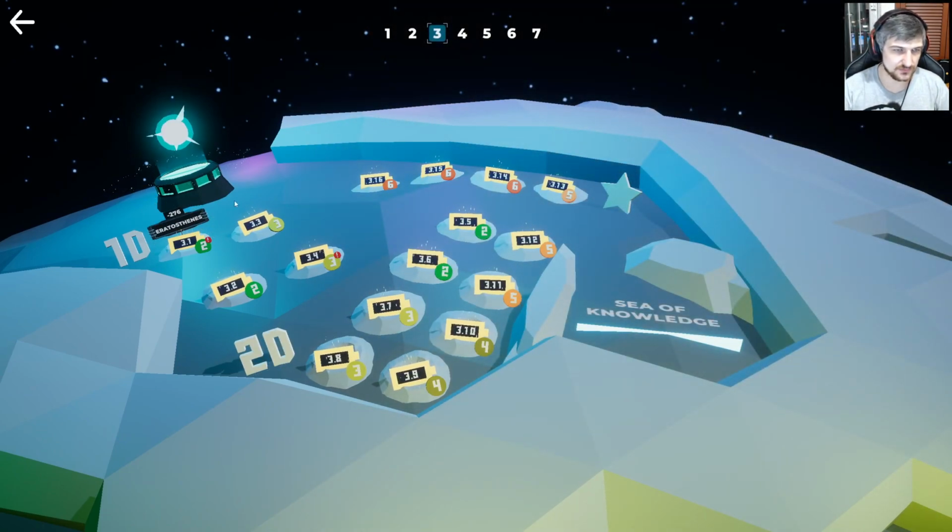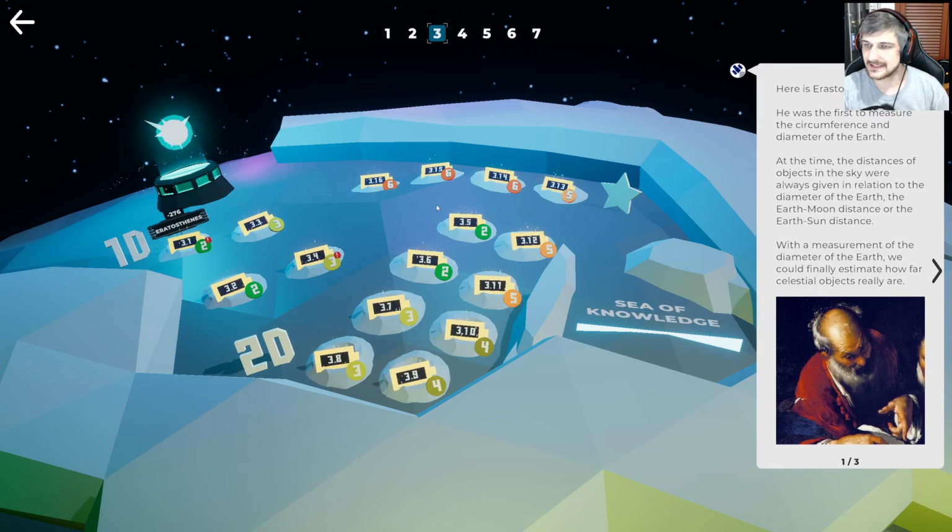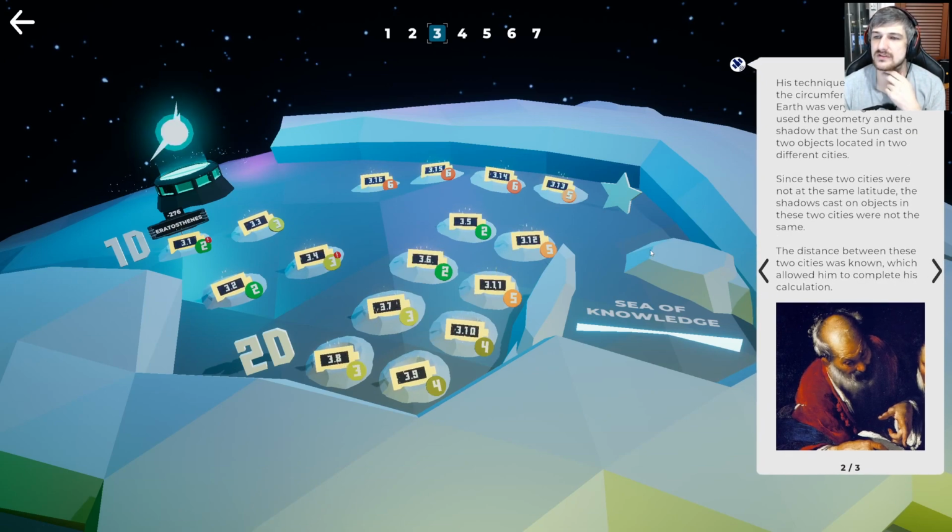That one's done. Let's read what is this? Here is Eratosthenes? I don't know who that is. He was the first to measure the circumference and diameter of the Earth. I thought it was done with the 2 cylinders. It was at the time the distances of objects in the sky were always given in relation to the diameter of the Earth, the Earth-Moon distance, or the Earth-Sun distance. With the measurement of the diameter of the Earth, we could finally estimate how far celestial objects really were. His technique for measuring the circumference of the Earth was very ingenious. He used the geometry and the shadow of the sun cast on 2 objects located in 2 different cities.